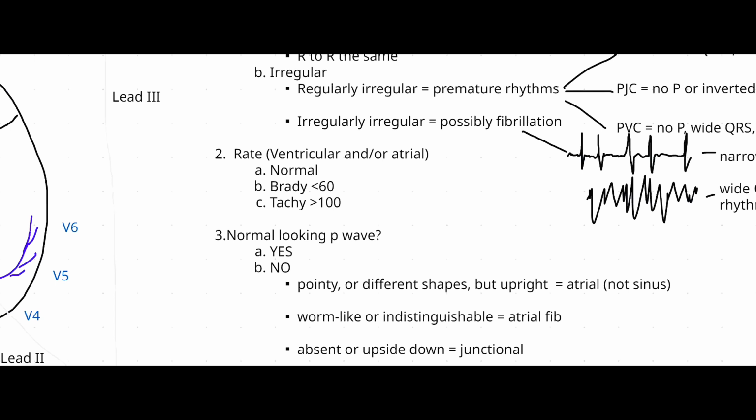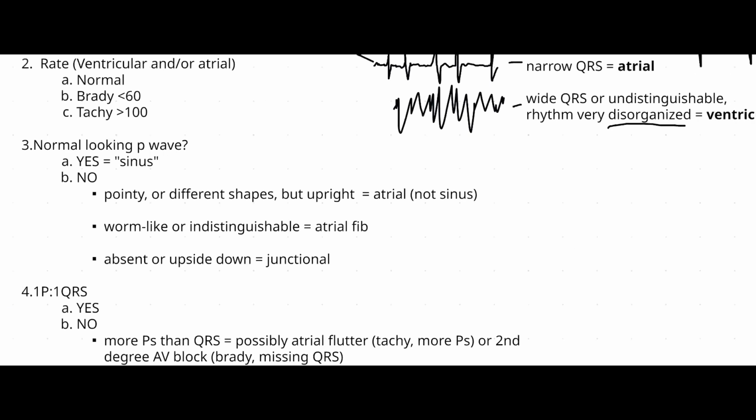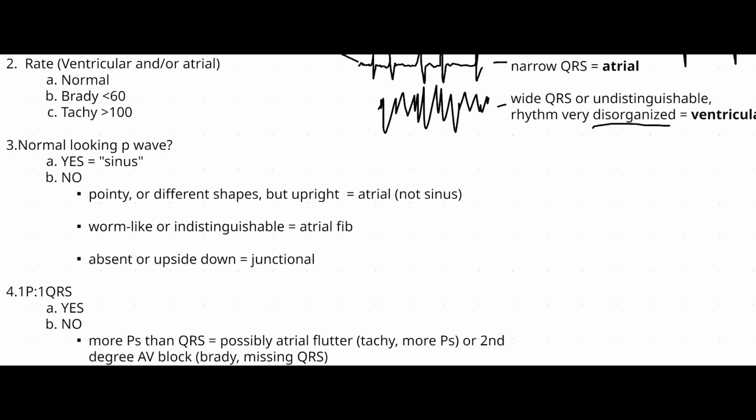It's coming from the sinoatrial node. And then we'll look at the P wave. Is it a normal looking P wave? If it's a normal looking P wave, then we know that it's a sinus wave. Okay, it came from the SA node. Now, if it's pointy, or they have different shapes, but they're all upright, meaning they're not inverted, then that's not coming from the sinus, it's coming somewhere from the atrium.